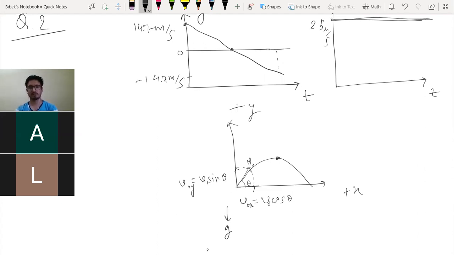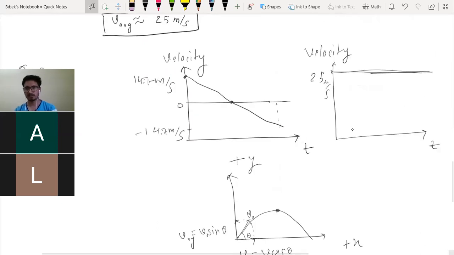So this has to be the x component of the velocity, right? Because throughout the entire motion of the projectile, this component is constant. That means it has to be the x component.